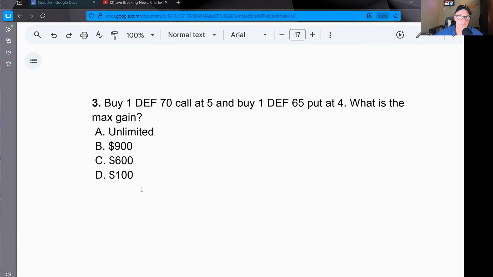Here we go. Ooh, it looks a little different. Let's do this. This is a combo. Buy a 70 call at 5. Buy a 65 put at 4. Total, since they're both buys, 9.